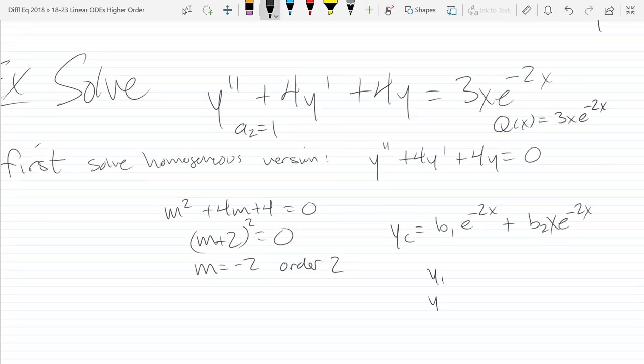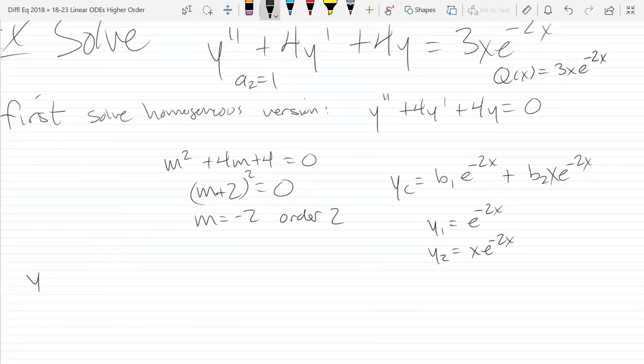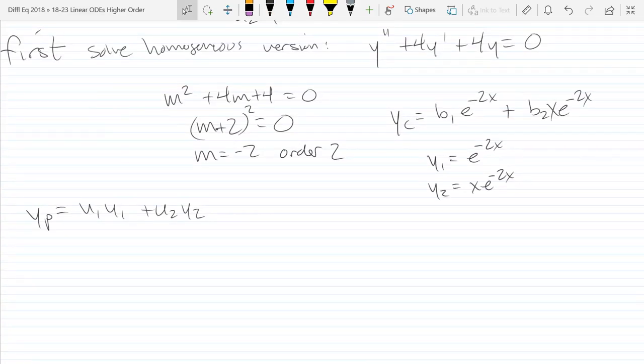And we're writing y1 and y2. So y1 e negative 2x, y2 x e negative 2x. So I'm just grabbing those two solutions, the homogeneous solutions. And we can write yp is going to be u1 y1 plus u2 y2. I'm taking this from the notes that we already used earlier.